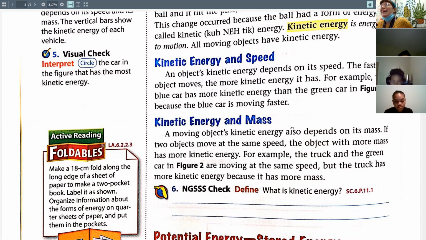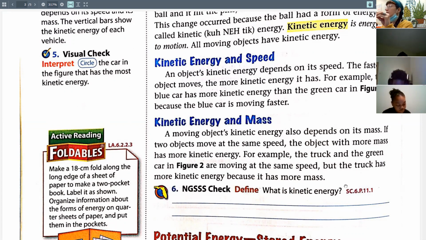A moving object's kinetic energy also depends on its mass. If two objects move at the same speed, the object with more mass has more kinetic energy. For example, the truck and the green car are moving at the same speed, but the truck has more kinetic energy because it has more mass.